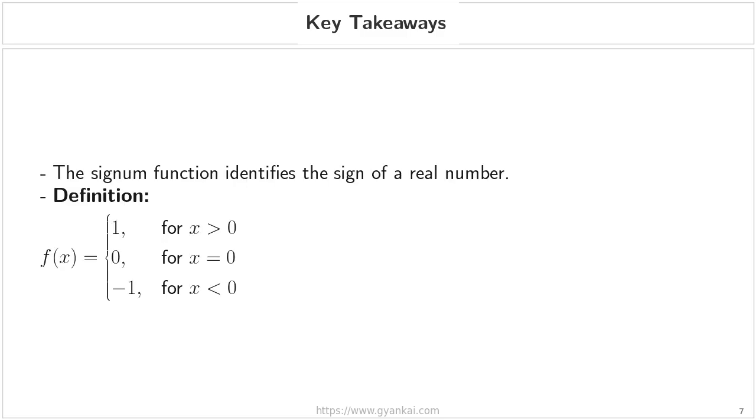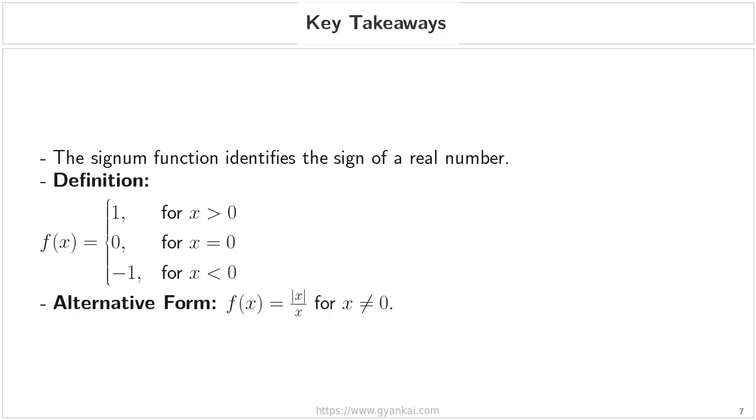To recap the formal definition we looked at earlier, the function f of x is defined as a piecewise function where the output is 1 if x is greater than 0, the output is 0 if x is equal to 0, and the output is -1 if x is less than 0. As we discussed in our alternative representation slide, you can also express this using the modulus function. For any x that is not equal to 0, f of x equals the absolute value of x, divided by x. Just keep in mind that we must handle the 0 case separately to avoid division by 0.